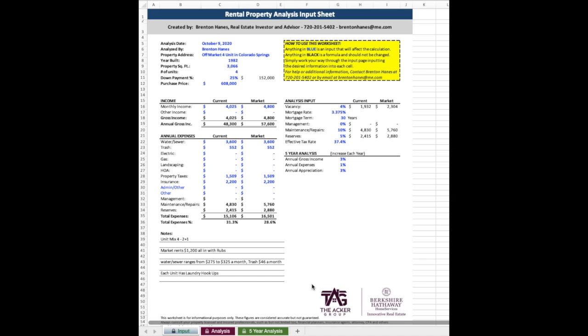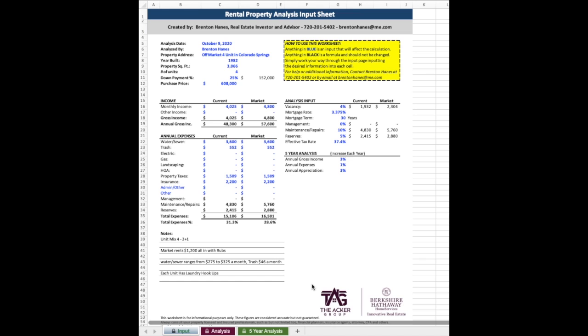If I'm using management. So maintenance and repairs, it's going to range usually between 7 and 10%. This one had a little bit higher expenses, so I'm going with 10%. Reserves, I always like to throw in 5% reserves and then our effective tax rate, which we'll calculate and talk about at a later time. And then there's another page in here called the 5-year analysis, and we're not going to get into that right now. We're just going to dive into the input and the analysis page.